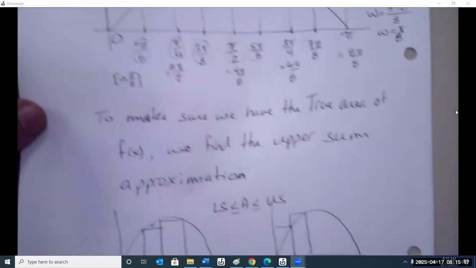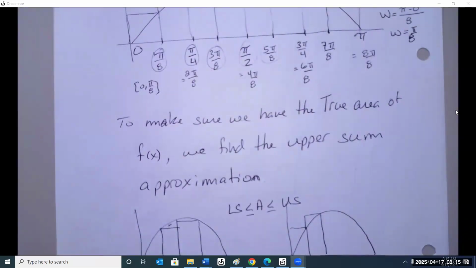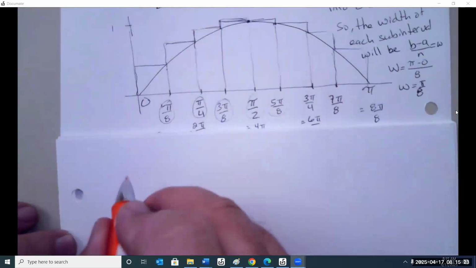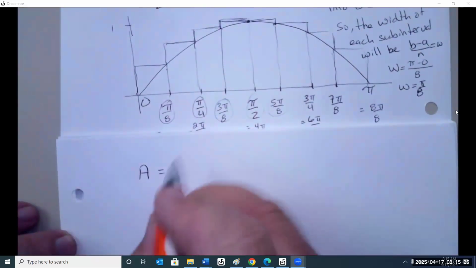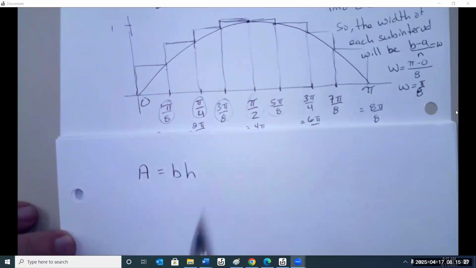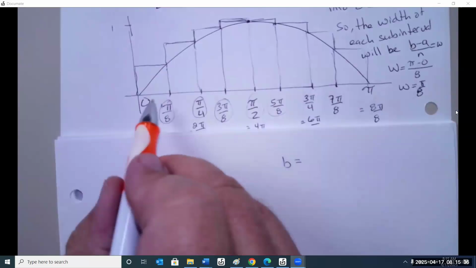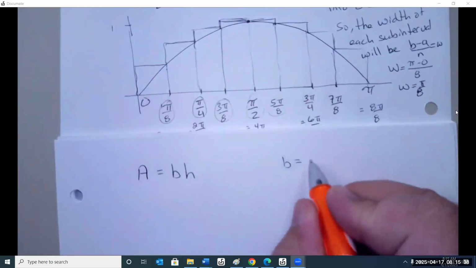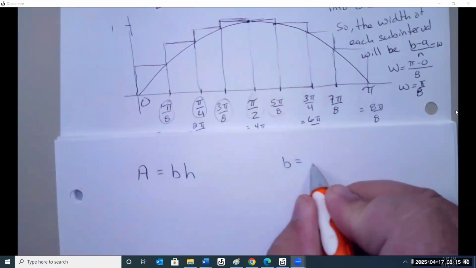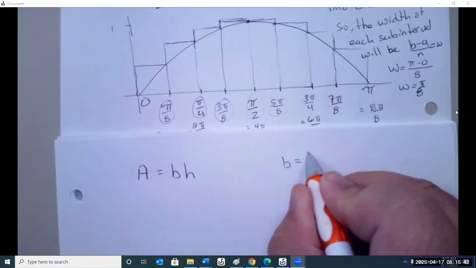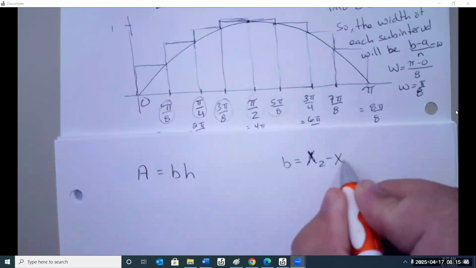Let's see how that relates to what we're looking for. We're trying to find the area under the curve. So area is base times height. What's the base of all of these? The base is pi over 8. The base is x2 minus x1.